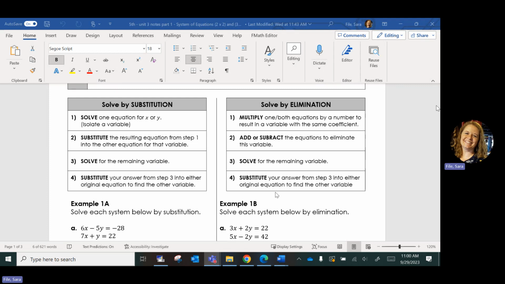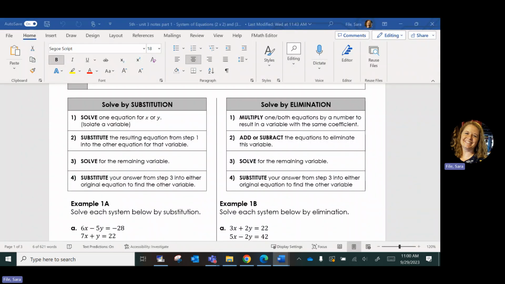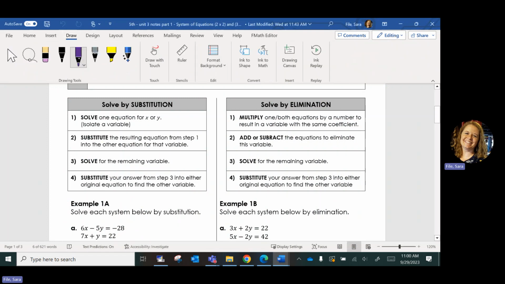All right. So the steps are listed out here for you. I am going to go ahead and color code those so that we can follow along. So step 1, we're going to start with substitution. I'm going to do step 1 in pink. It says solve one of the equations for x or y. Isolate the variable. So we want to get one of the equations in either y equals or x equals. It doesn't matter which one, and it doesn't matter which variable.